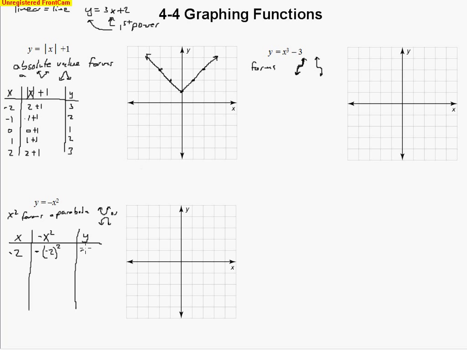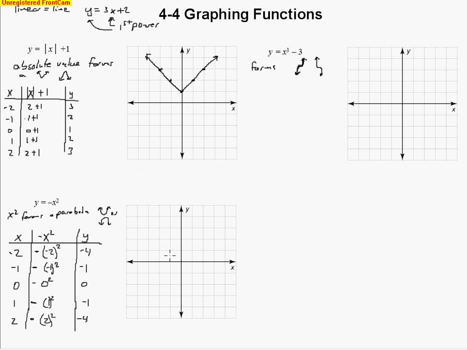So that's going to give me -4. And then I'm going to go to -1. So the opposite of -1 squared. So that makes 1, but then the opposite makes -1. 0, well, the opposite of 0 is just going to end up being 0. And then 1. Well, when I square 1, I get the same thing as -1, which is just 1, but then I take its opposite, and that's why it makes -1. And then I plug in 2, so the opposite of 2 squared. So that's going to make -4.